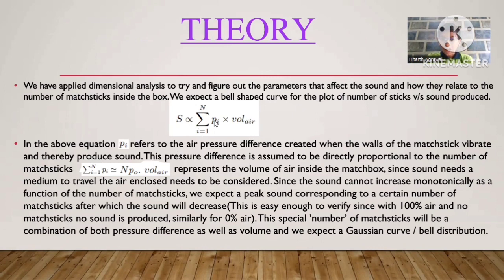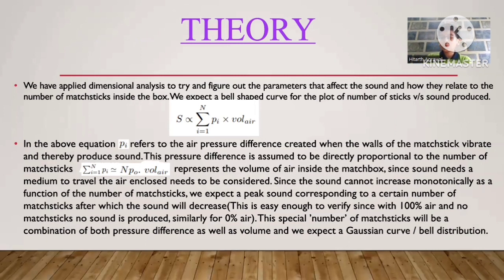In the above equation, Pi refers to the pressure difference created when the walls of the matchstick vibrate and thereby produce sound. As we know, when the particles inside the matchbox collide with the walls of the matchstick, only then would the sound be produced as the energy would be released. So thereby they produce sound. This pressure difference is assumed to be directly proportional to the number of matchsticks. And this proportionality represents the volume of air inside the matchbox. Since sound needs a medium to travel, the air enclosed needs to be considered.